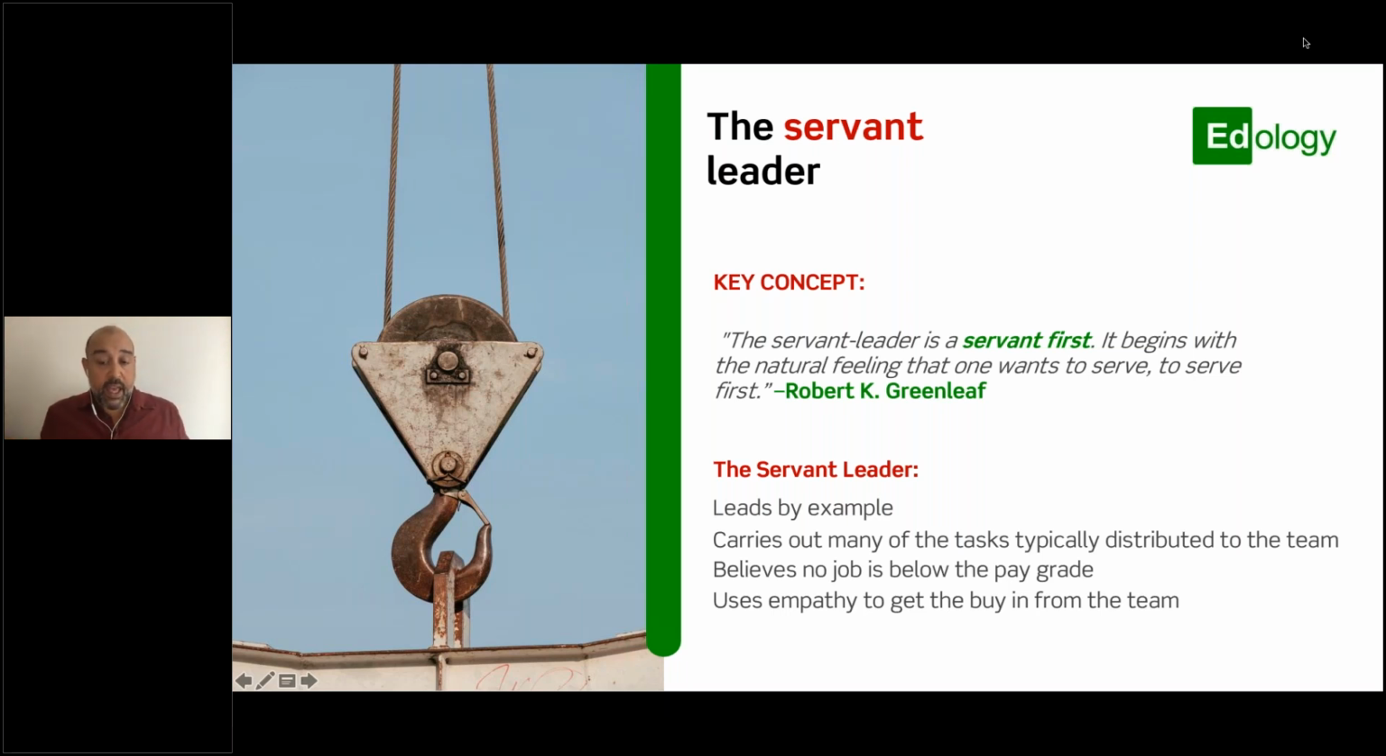And you use empathy to get the buy-in from your followers. And by that I mean you practice empathy by doing those hard tasks. You show your employees that you know what it's like to be them, and you understand what it's like to be in their shoes, and that way the servant leader can get the buy-in as well. But I'm sure we can see that that's not practical all the time, to be a leader who's in servitude to your team.